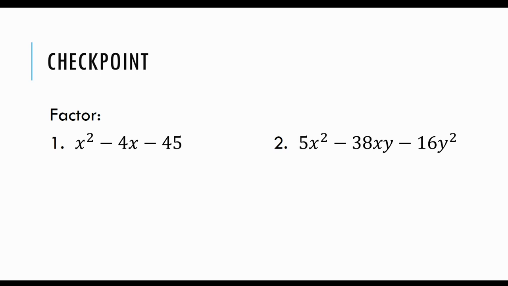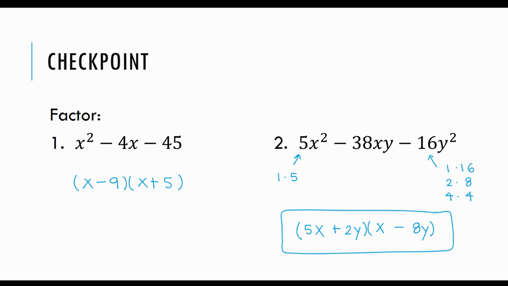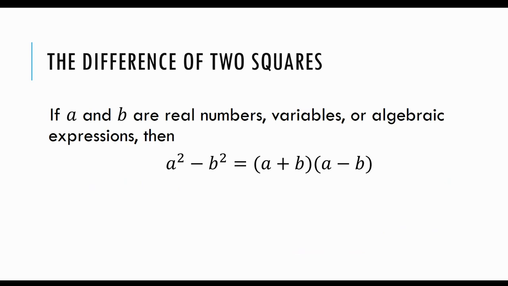Once again, I would suggest that you pause the video and try these 2 checkpoint problems. First one, you should have gotten this. If you have the negative 9 and the positive 5 switched around, perfectly fine. Here we had to do a little guess and check. Notice that there were 3 different possibilities for numbers for 16, but if you just keep plugging in numbers and then checking the middle terms, you will see that 5x plus 2y times the quantity x minus 8y was your answer.